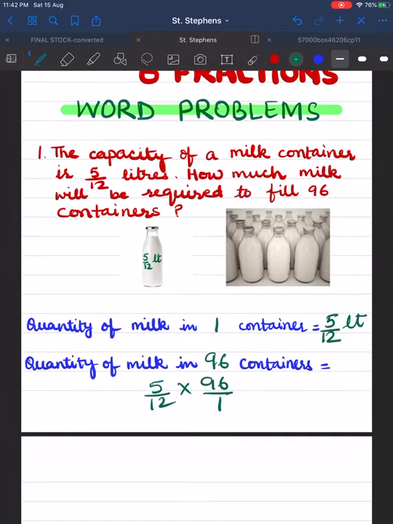Here 12 is the common factor, so 12 ones are 12, 12 eights are 96. We get 5 into 8 upon 1 into 1. It is 40. So 40 liters of milk is required to fill 96 containers.